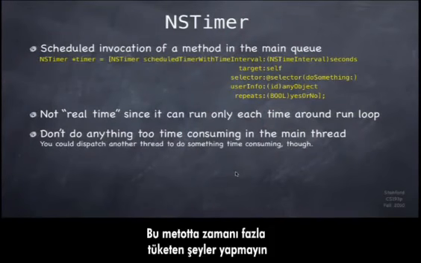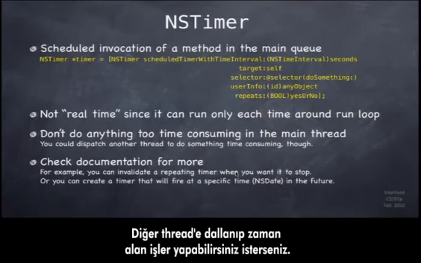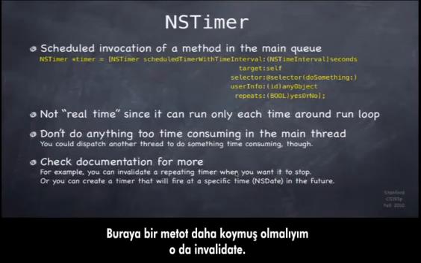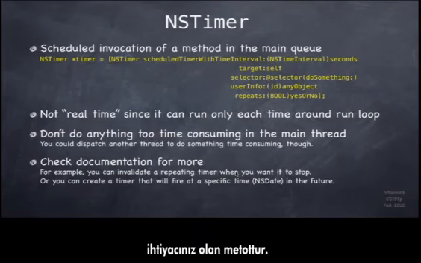Yeah, so don't do anything too time consuming in this method because it's running in the main thread. You could fork off another thread to go do something time consuming if you wanted. Check the documentation for more. Really, I should have put up here the one more method, which is invalidate. That's the method that you need to stop the timer from running if it's a repeating timer. And in the demo, I'll show that.